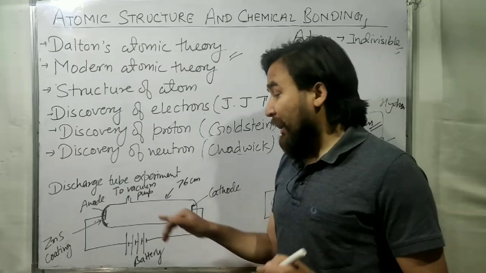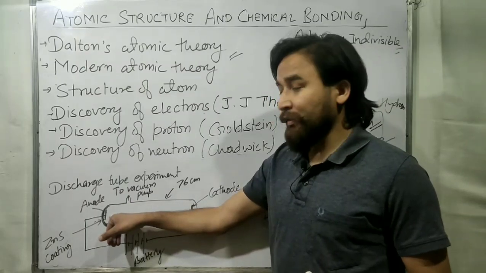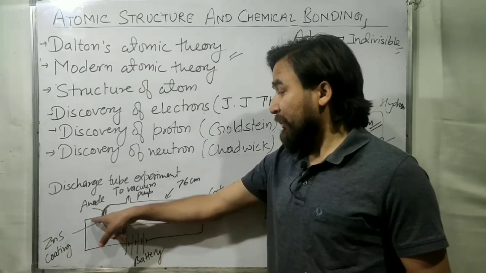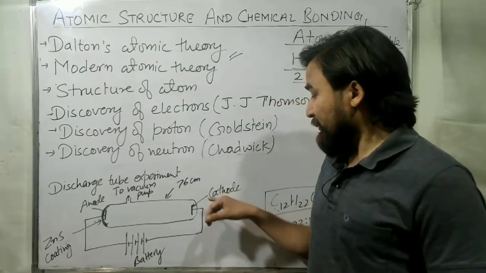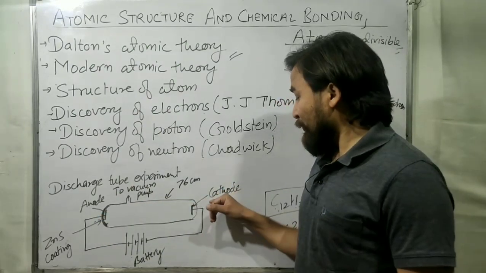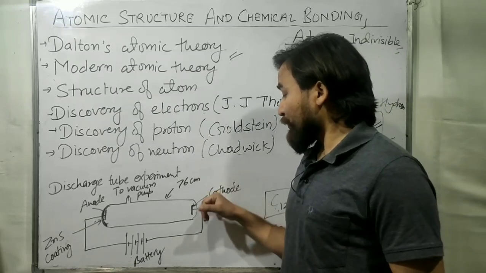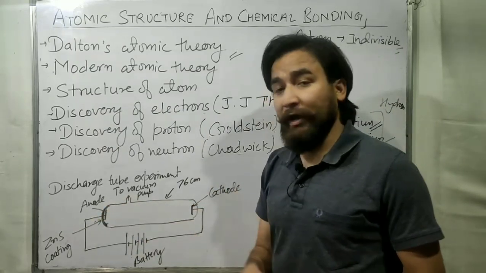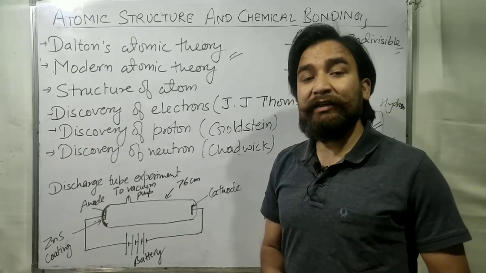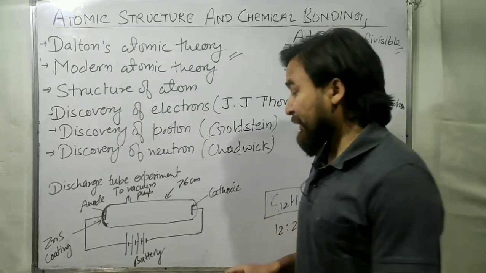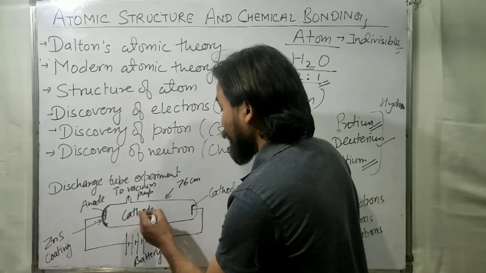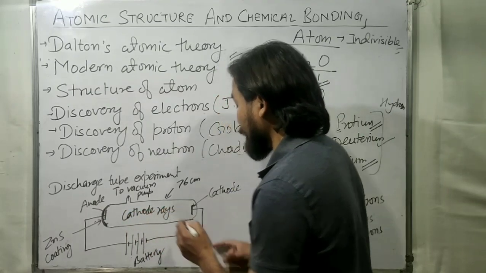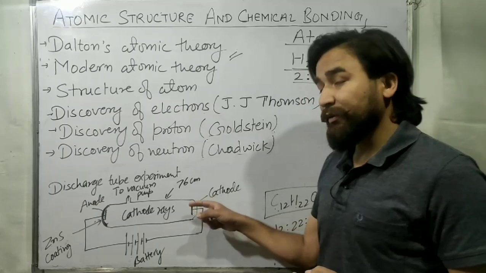When we apply a high voltage across the discharge tube, a glow is seen on the side of anode. It means there are some particles which are moving from cathode to anode. In the beginning, these were called rays, and these rays were named cathode rays. Why were these rays named cathode rays? Because they were coming from cathode.